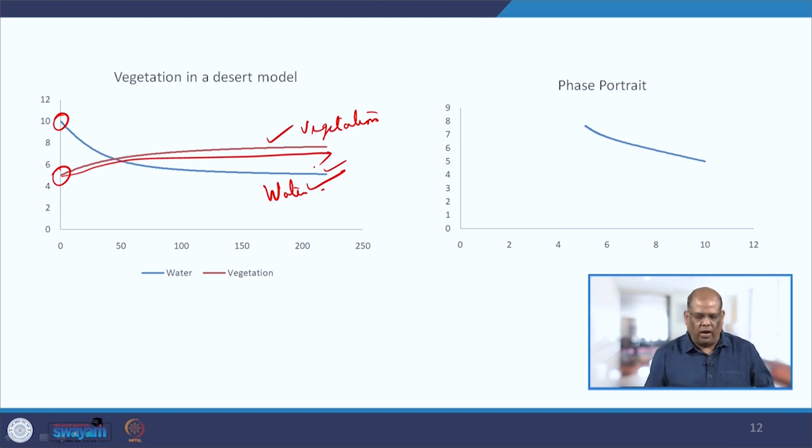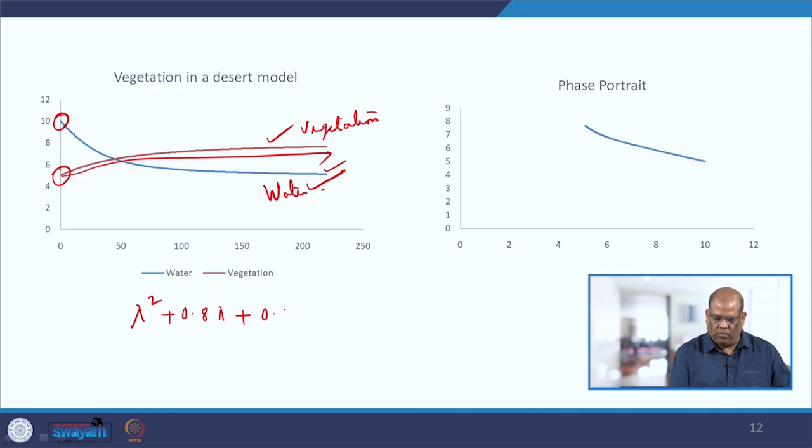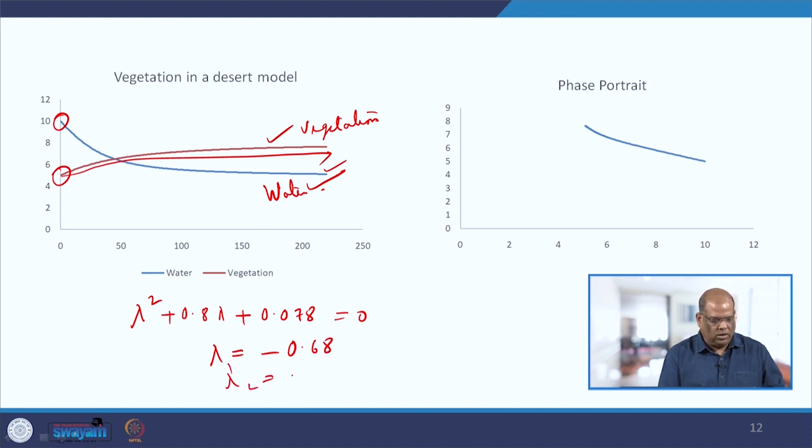Now, for the phase portrait, if you calculate the eigenvalues numerically, your characteristic equation will give lambda squared plus 0.8 lambda plus 0.078 equal to 0, if you substitute all the values of a1, b1, c1, and b2, c2. If you solve this, you will get lambda to be minus 0.68, and the second value is minus 0.11. So, both are real and negative, and you will be getting a stable node.